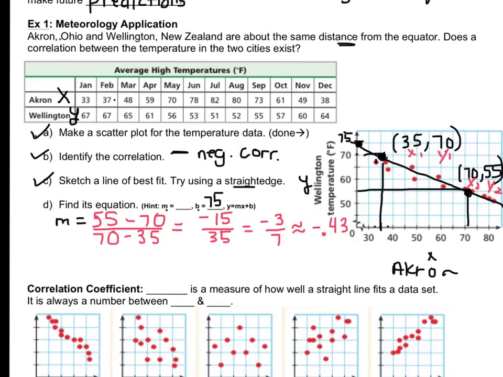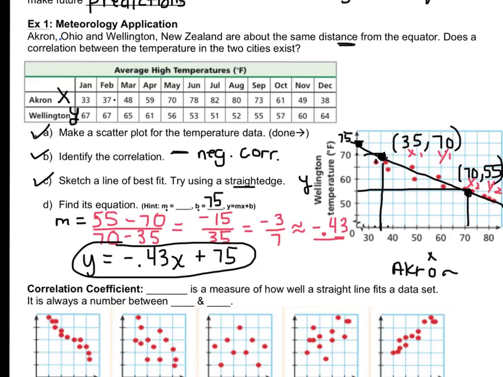When we use these real-life situations, we'll use decimals for slope, and that's okay. So let's write our equation. Y equals our slope, negative 0.43, and then the x, and then our y-intercept, which was up 75. So there's one example of a line of best fit. If you look in the book, the answer was similar. Theirs was negative 0.36x plus 81, because our lines were a little bit different.